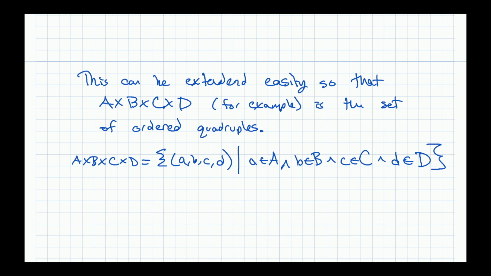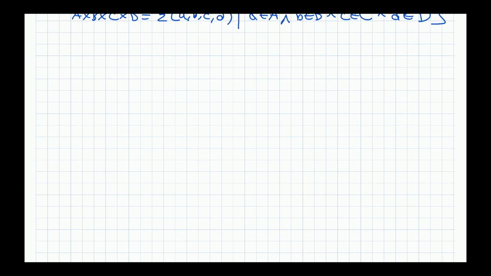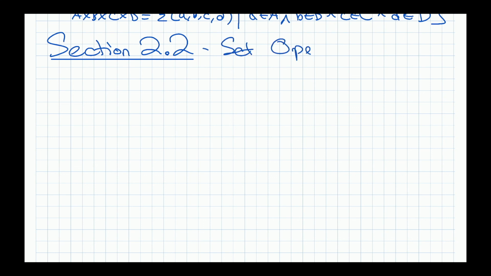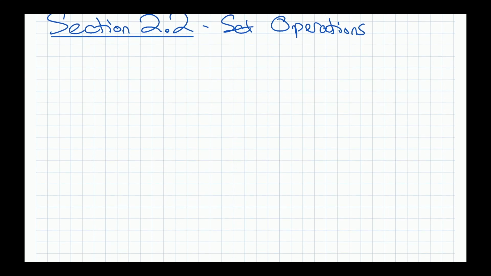So let's go on and we can finally move on to section 2.2. What's in section 2.2? Section 2.2 is set operations, and we're not going to do very much of this, I don't think, but we'll do some. I think you're going to know some of this stuff. We're going to be talking about unions and complements and that kind of stuff.